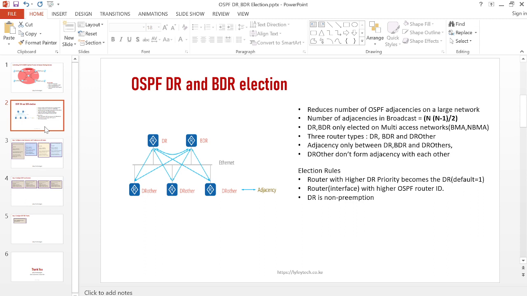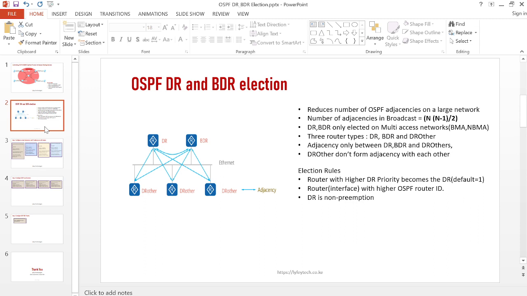If we don't have a tiebreaker for the DR priority, the second criteria is to select the router with the higher OSPF router ID. So the router with the highest OSPF router ID will be selected as the DR, and the second one will be the BDR. So if all the routers have the same DR priority, we look at the second criteria, where we are now checking the OSPF router ID.